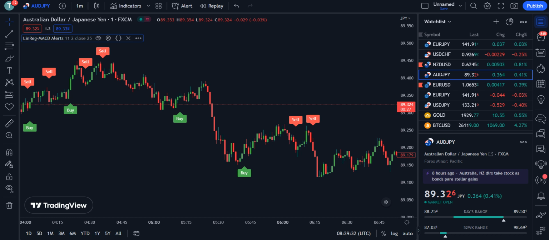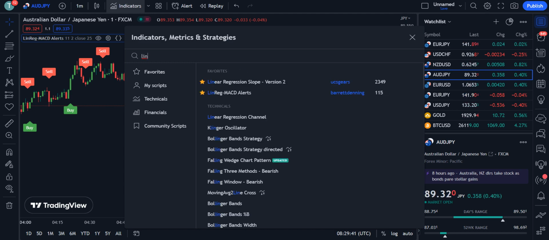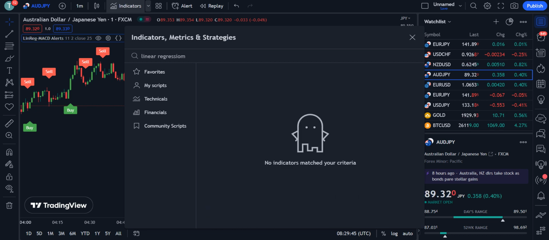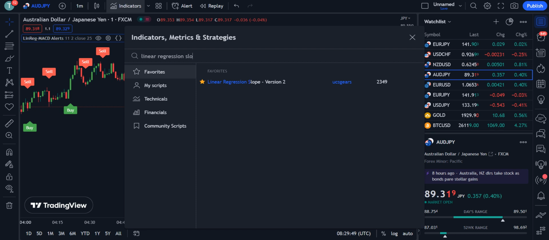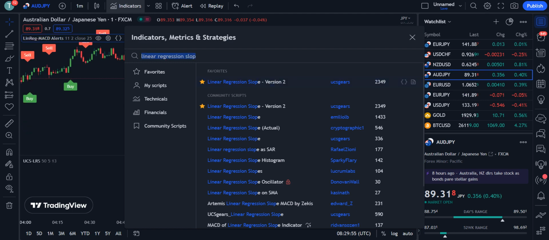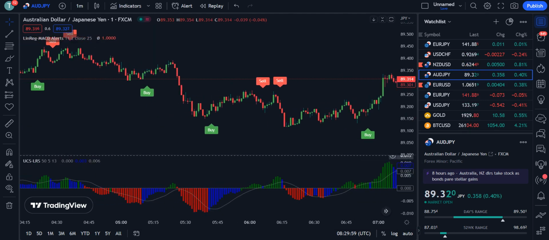Click OK. Now you have to go for the next indicator, and that is linear regression slope. You have to simply type linear regression slope version 2. This is by Ux Gears. 2349 traders are using this indicator. This indicator will look like this.